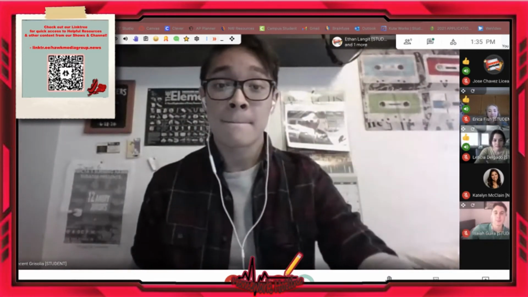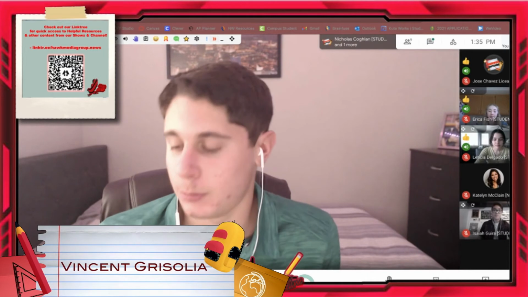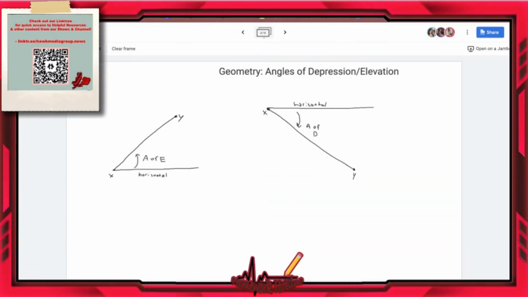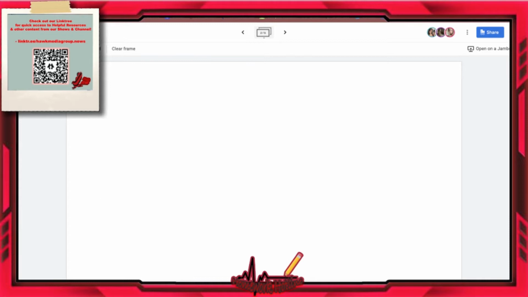All right, thanks. On this Jamboard, we're going to be talking about angles of depression and elevation. The one on the left here is an angle of elevation. You see there's a horizontal here, and then a line that goes above it, and the angle created between the horizontal and the line, since it's above the horizontal, is an angle of elevation. On the right here, the line creates the angle below the horizontal, so that's an angle of depression. Now that we know that, we're going to throw up an example problem.